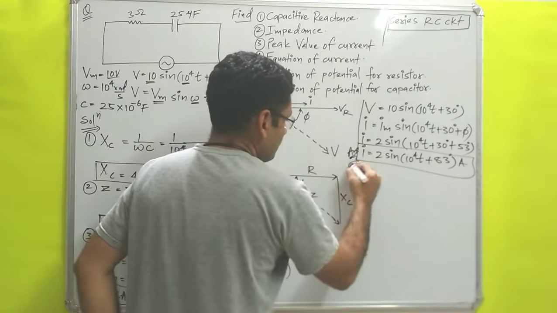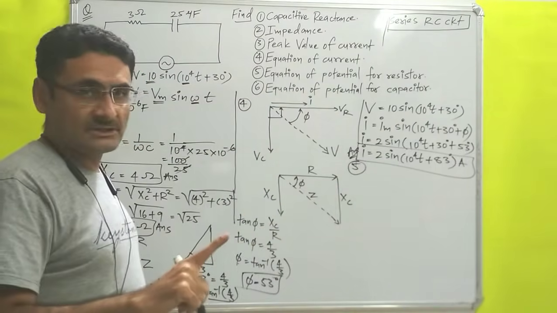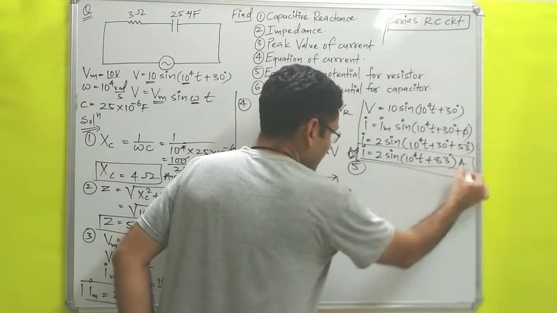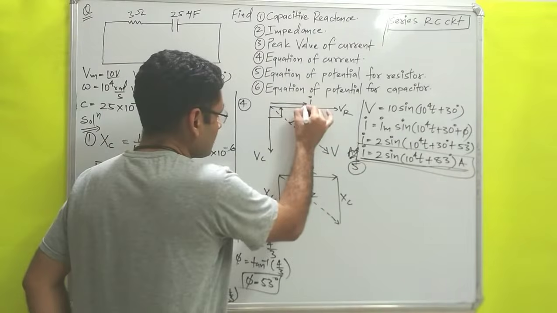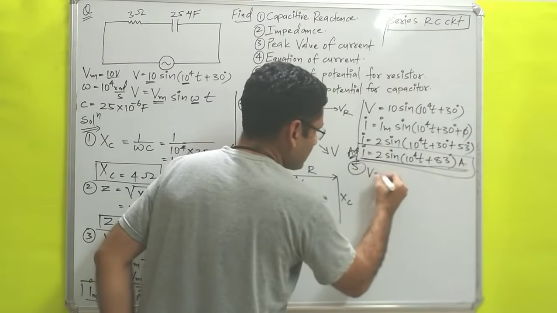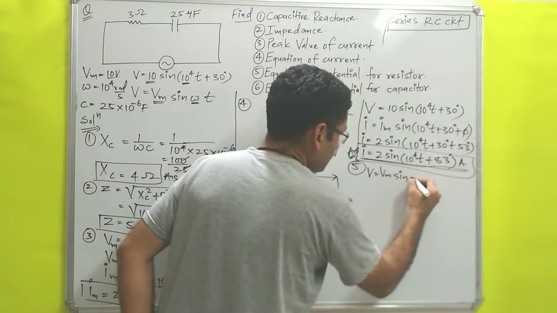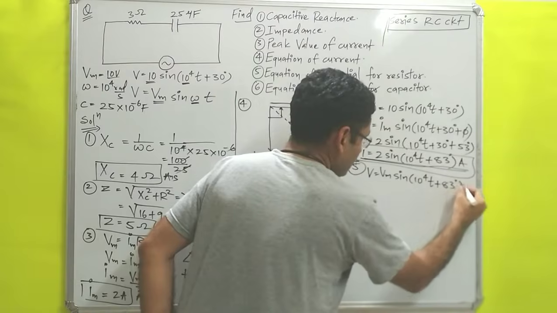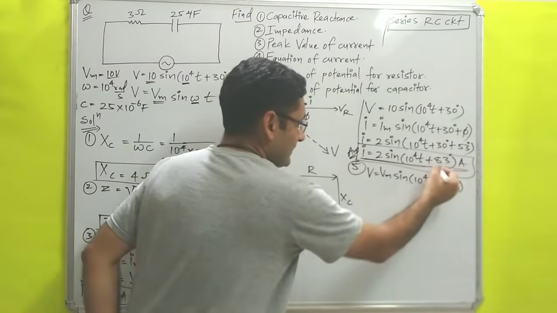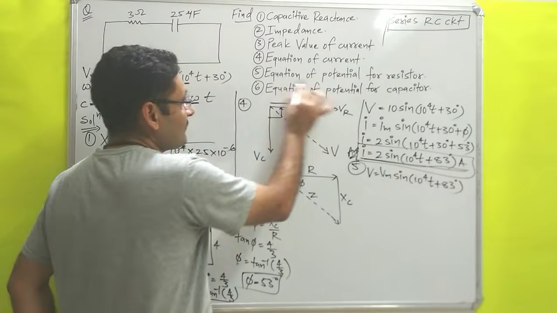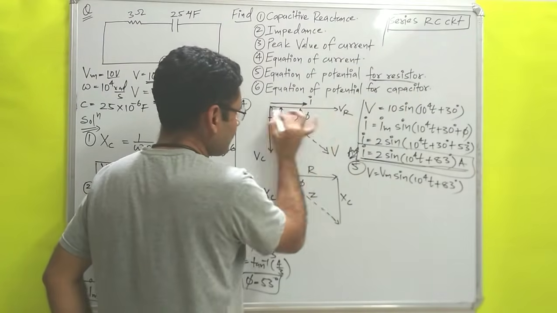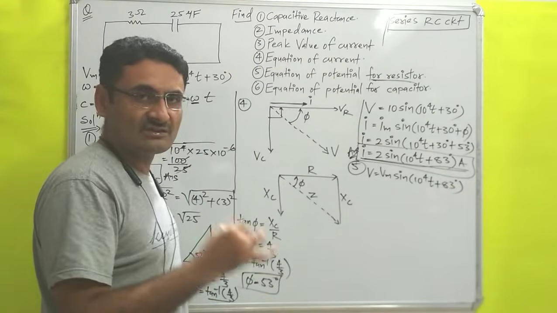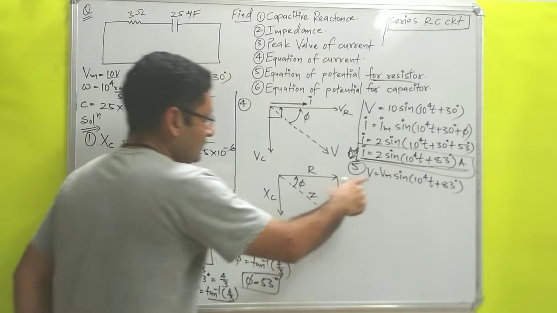Okay, similarly question number 5, you have to find out the equation for potential for resistor only. For resistor only, that means if equation of current is this, then equation of potential will be what? V is equals to Vm of sine 10 raised to 4 t plus 83. Why same? Phase is same, 83, because we know that for the case of pure resistive circuit, current is in phase with potential, यानी current का जो phase है वही potential का phase आएगा in the case of pure resistive circuit.